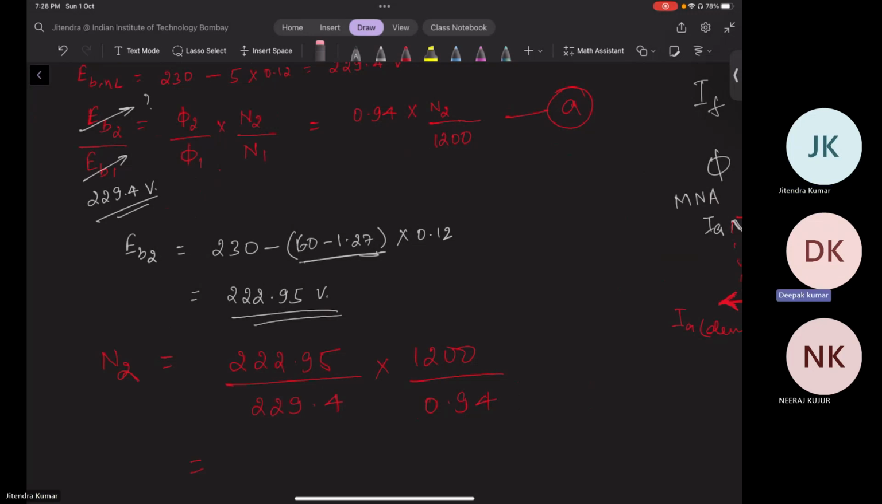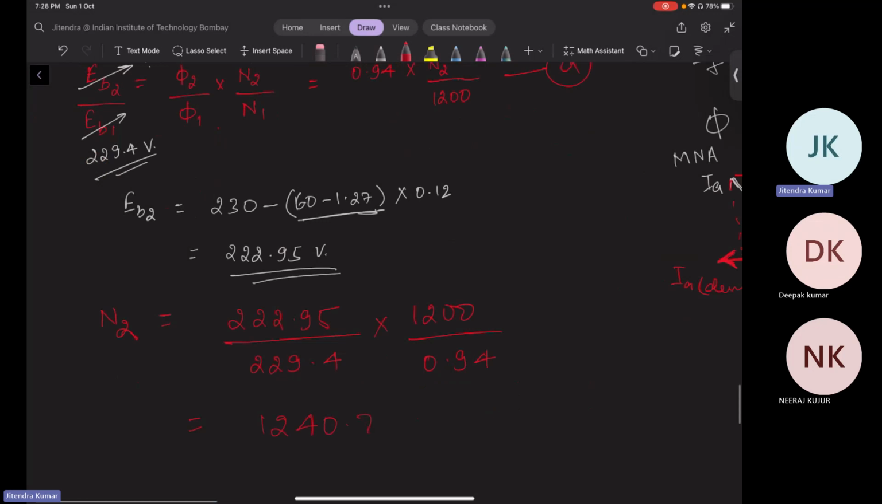So see, it has gone into the field weakening zone. This value is coming out to be 1240.7 RPM. So at this speed, with this phenomenon, it will run.